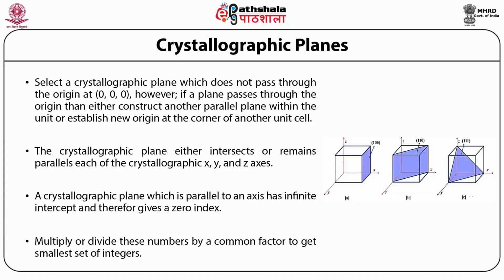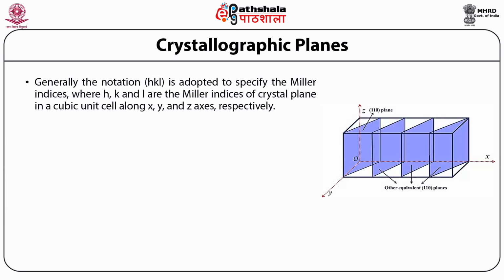These numbers are called the Miller indices of the crystallographic plane and are enclosed within parentheses without the use of commas. Generally, the notation (HKL) is adopted to specify the Miller indices, where H, K, and L are the Miller indices of the crystal plane in a cubic unit structure, as shown in the figure below.